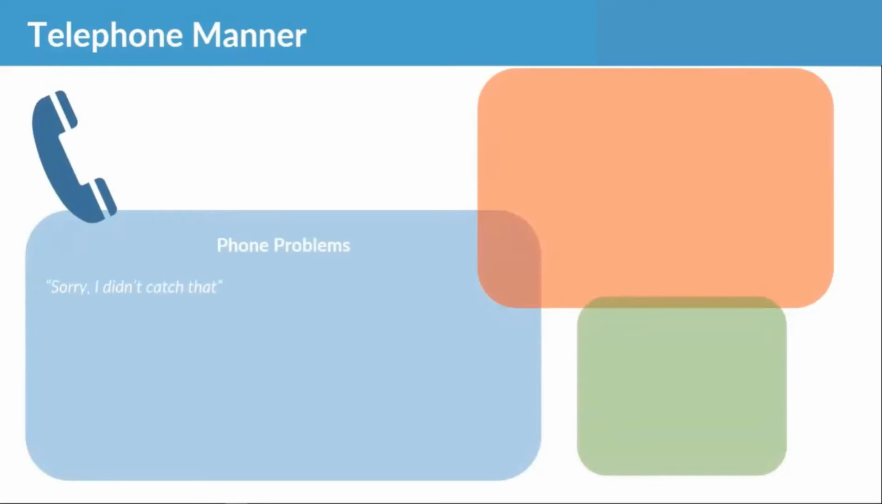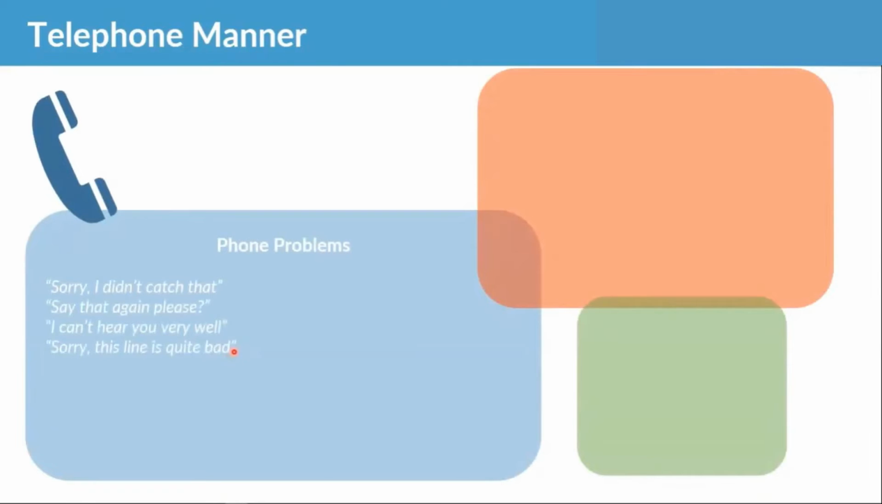So let's look at these. Sorry, I didn't catch that. So if you didn't hear what someone said, sorry, I didn't catch that. Say that again, please. I can't hear you very well. Sorry, this line is quite bad. Okay, so that's a nice one to use.